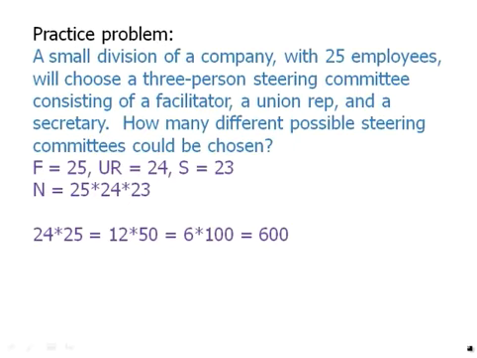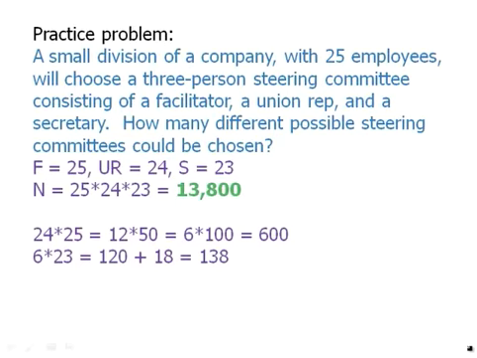Well, let's think about 6 times 23. That's not too bad, because I know 6 times 20 is 120, and 6 times 3 is 18. Well, 20 plus 18, that's 138. Now just tack on the last 2 zeros, 13,800. So there are 13,800 different possible steering committees that could be chosen.